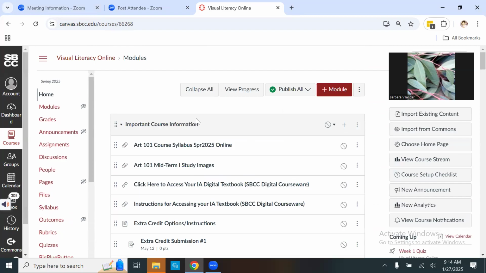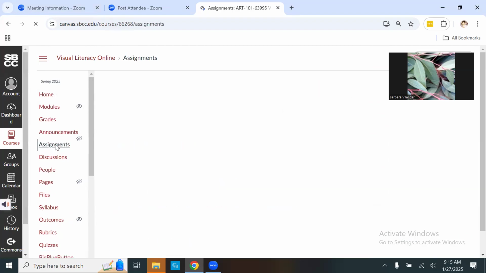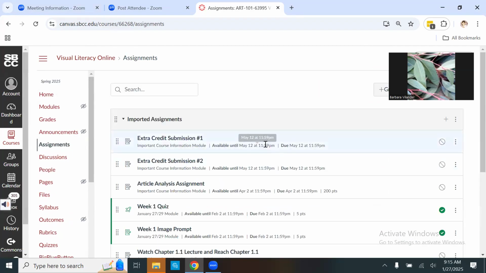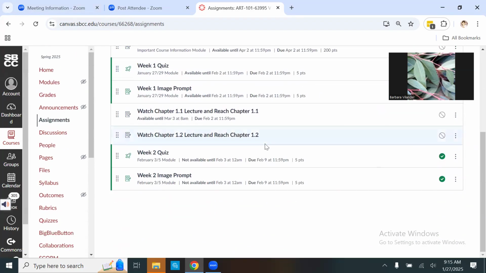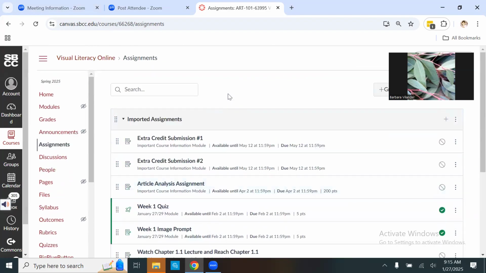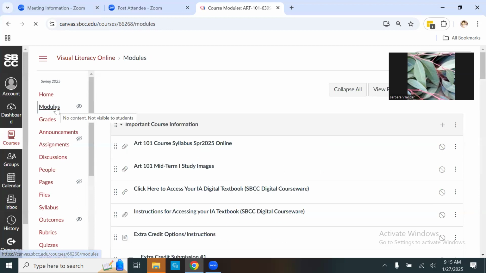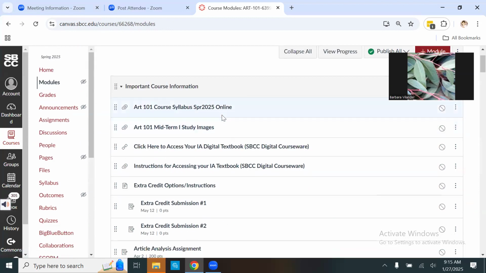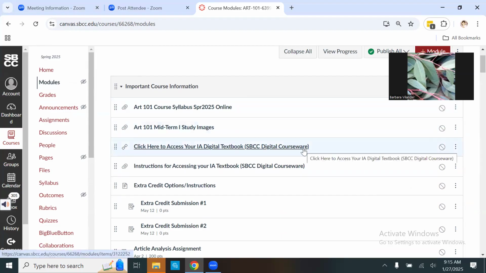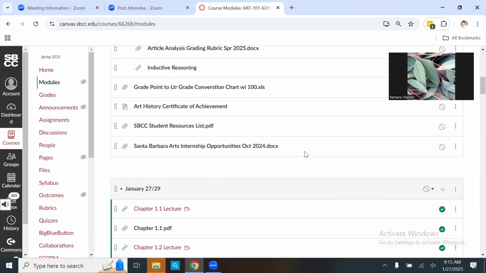The most important thing I can tell you is when you open this up, you need to be in modules mode right here. I don't know if the default setting for students is assignments, but if you go into assignments, you only get the assignments. If you go in modules mode, you're going to see the syllabus, the midterm study images, information about your textbook, et cetera.